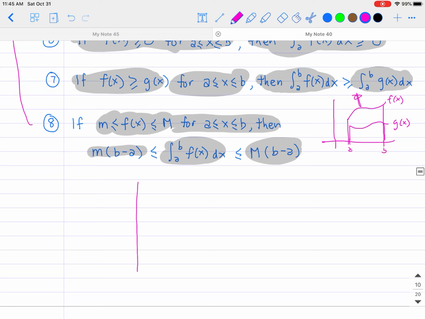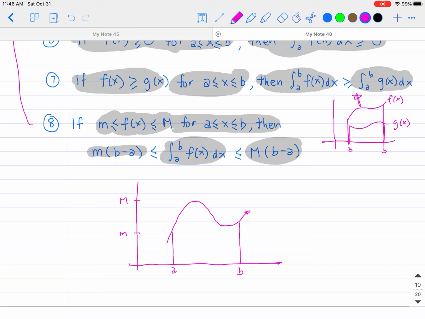So this is kind of a play off of number 4 that we said over here, because as you can see, you have some sort of constant multiplied by b minus a. So that means we have some sort of rectangle to go by. Let me draw what this is actually saying. Let's say you have the curve f of x, something like this right here.